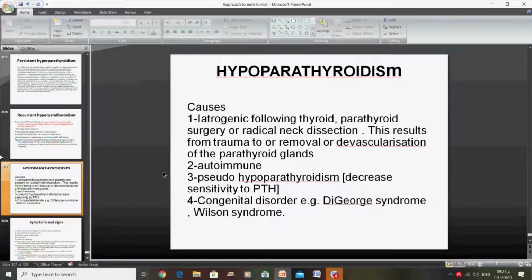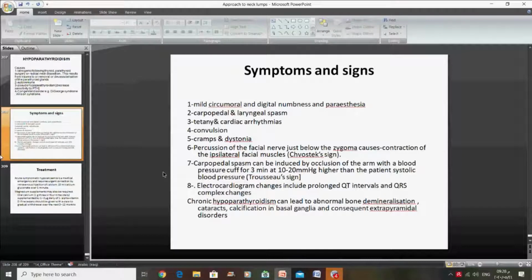حكينا على الهايبرباراثيرويديزم، هسه نحكي على الهايبوباراثيرويديزم. الكوزز iatrogenic, following thyroid, parathyroid surgery, radical neck dissection, result from the trauma or removal or devascularization of the parathyroid gland اللي حكيتها قبل شوية. Autoimmune cause, pseudohypoparathyroidism, congenital disorders. Symptoms and signs: mild circumoral and digital numbness and paresthesia, carpopedal and laryngeal spasm, tetany, cardiac arrhythmia, convulsion, cramp and dystonia. Chvostek's sign and Trousseau's sign.